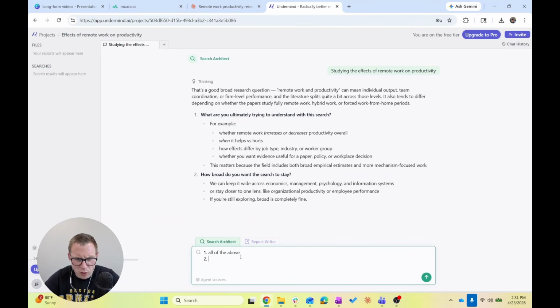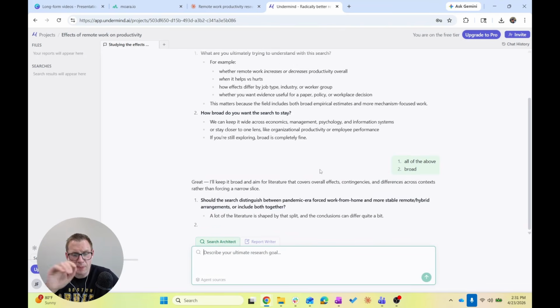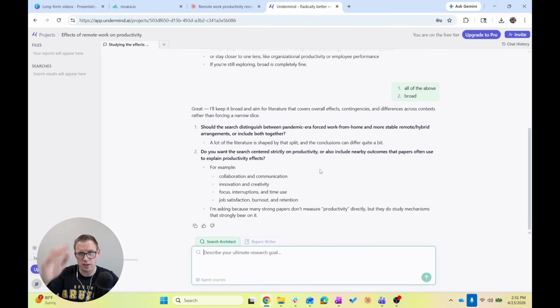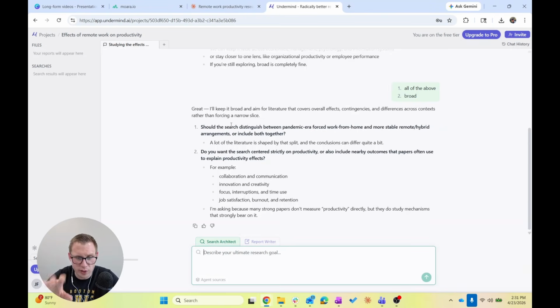And then for the second one, I'll put how broad do you want the search to stay? Keep it wide across economics, management, or stay in one lens? I would say broad. And again, I want to set this up because Undermine takes about 5 minutes to run. And then the benefit of Undermine is you get great search results. It's a good search engine. Typically not one for building a library of, say, 50 papers, but you should really cross-reference every search result you get with the ones you find in Undermine.